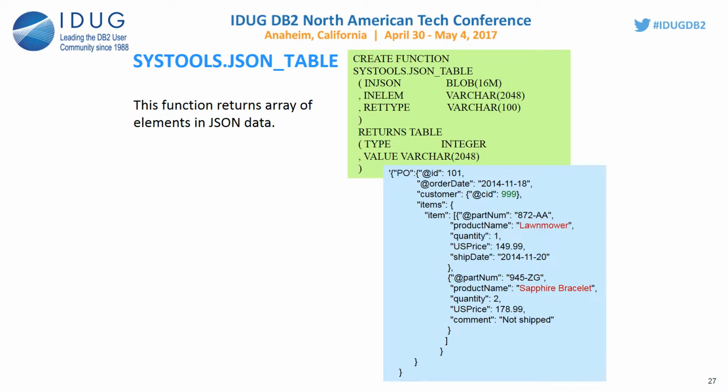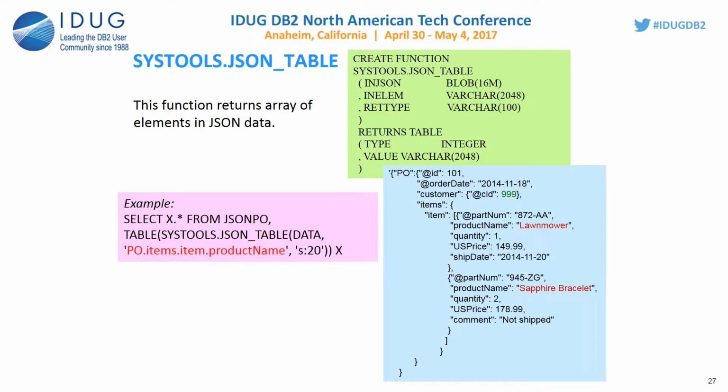Look at the same example, the purchase order. Look at this syntax. This function allows you to return the array element. Select X, where X is the output from this table function. Dot star means everything from this output. From the table, JSON, PO, and comma, table. We are not doing a join. The syntax is like this. If you're familiar with the XML table function, it's the same thing. And then you put in this one. The data is the column, and look at this field.